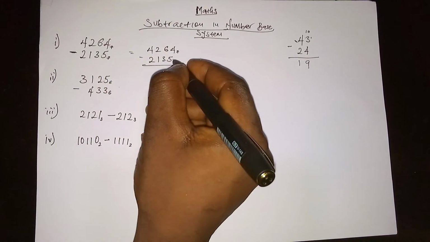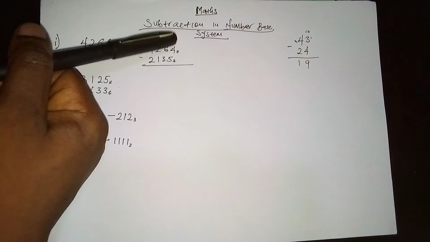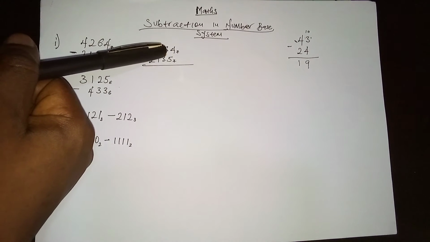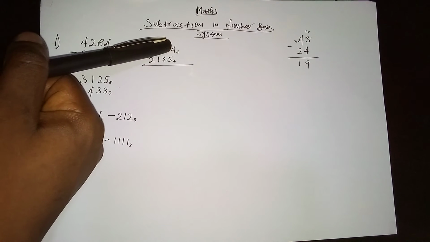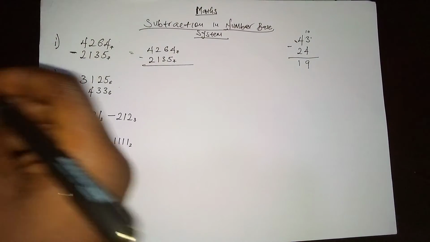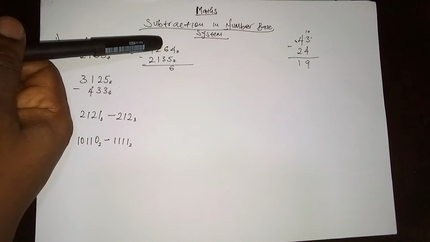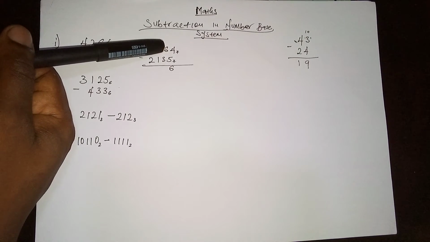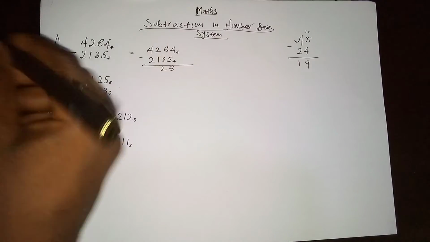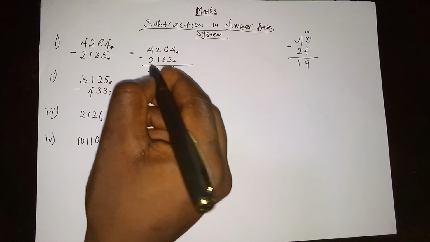Let me represent the base. If I'm borrowing 1 to make this number higher than this one so that I can subtract, what I'm borrowing is 7, which is the base. So if I add 7 to 4, I have 11. If I subtract 5 from 11, I have 6. Now remember that what we have here is now 5. 5 minus 3 is 2. 2 minus 1 is 1. 4 minus 2 is 2.